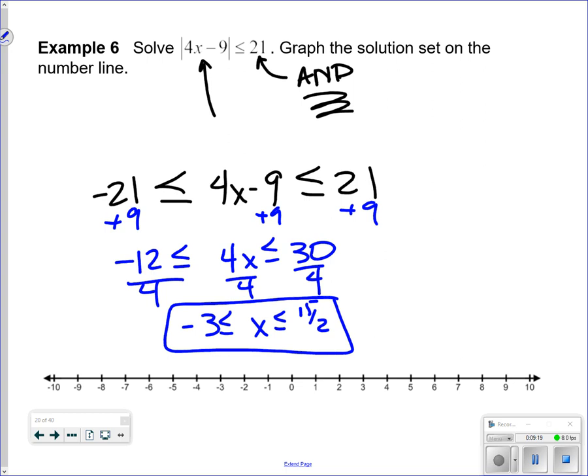This is what's called a compound inequality. You are dealing with all the numbers from negative 3 to 15 halves. I'm going to put 15 halves on my number line. And so this is an and. So all the numbers that are in between negative 3 and 15 halves will work in this particular set.